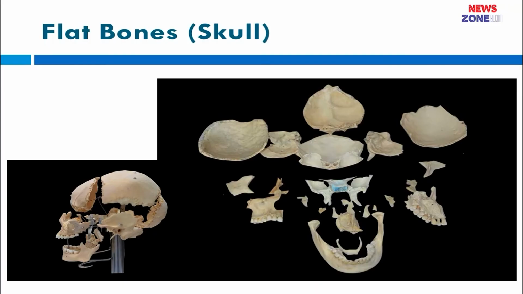Now, in this picture, we can see some of the flat bones which are present in the skull, like the parietal bones over here, frontal, squamous part of the temporal bone, and the occipital bones. And another flat bone is present at our jaw, which is the mandible. The other bones have other features.